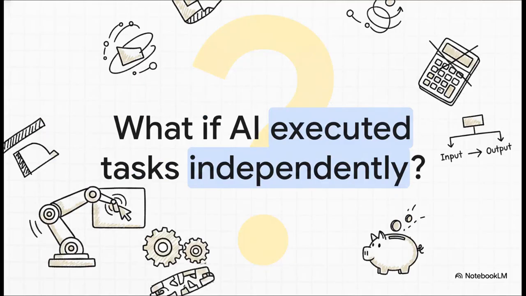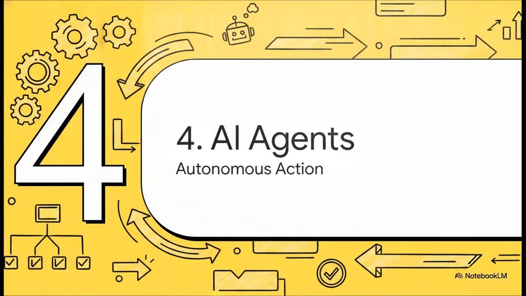Now, I want you to really think about this for a second. What if AI didn't just read the data or draft a memo, but actually executed the accounting tasks entirely independently? Like, how does your role change when the software stops being just a helpful assistant and starts actually doing the physical clicking and routing of the work? That question brings us to Tier 4, AI agents, autonomous action.